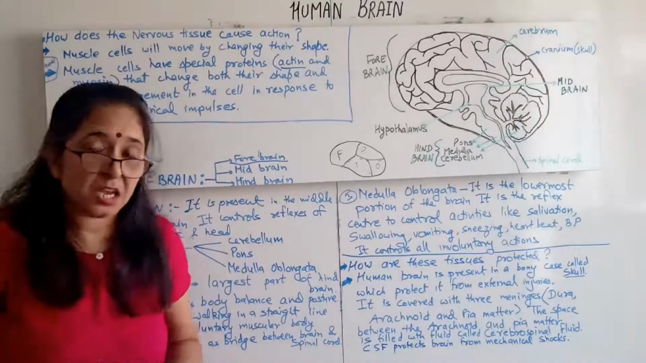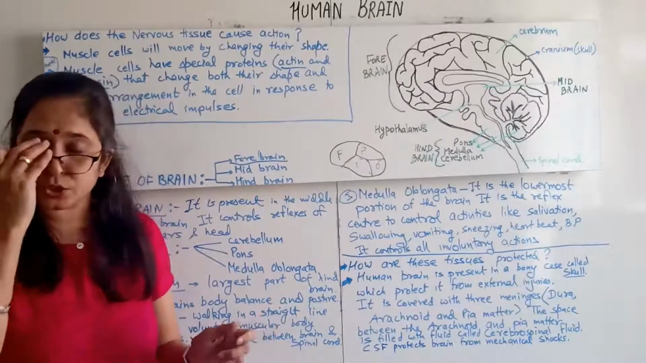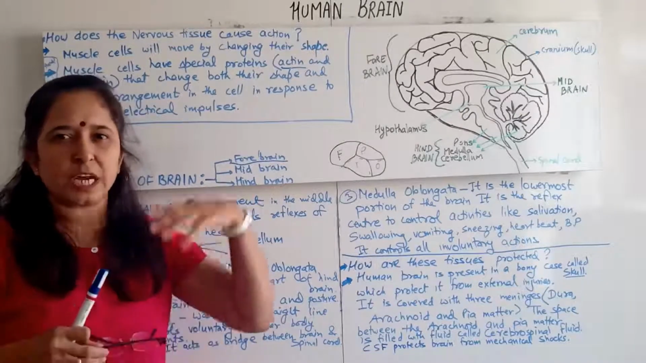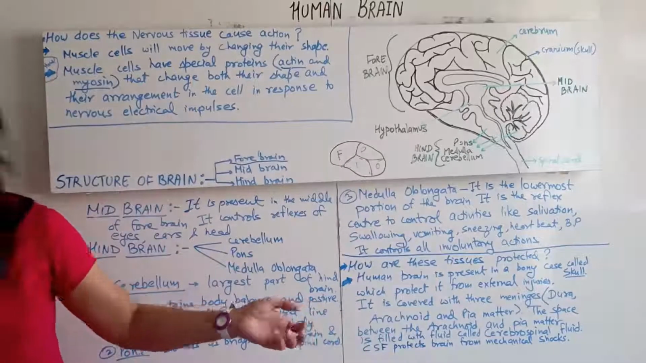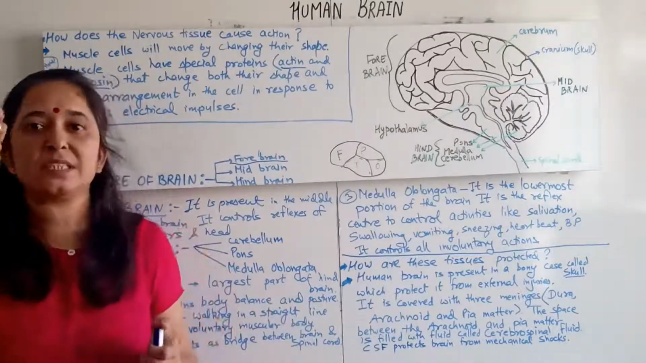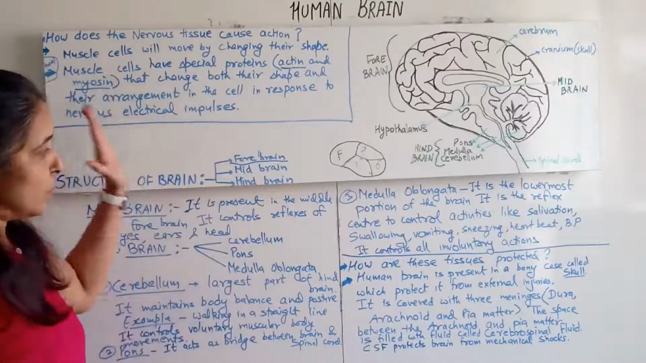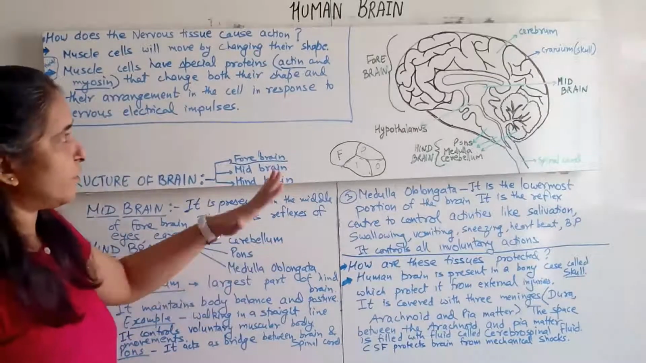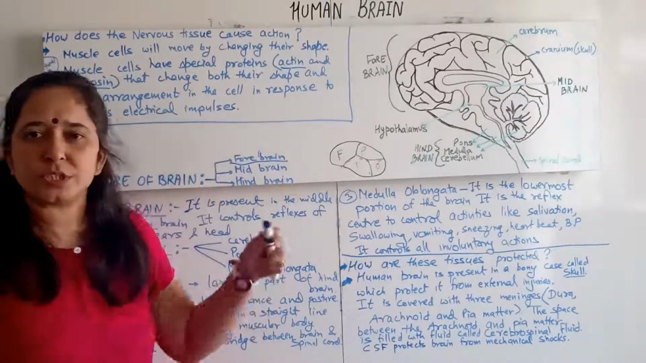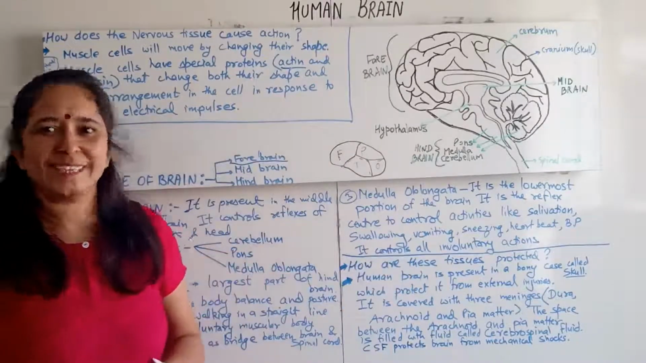They never ask, describe the whole structure of the brain, where you would have to describe forebrain, midbrain and hindbrain. They ask in bits, in sections A, B, C, for 3 marks, 5 marks or 2 marks. So each and every part should be very much clear. Okay, so this is all about the human brain. Thank you.